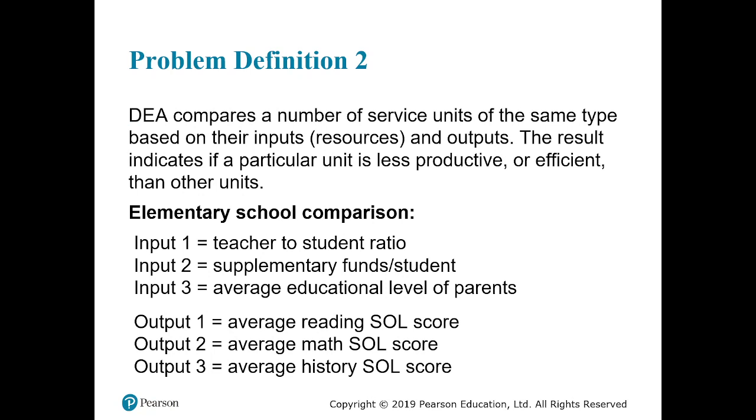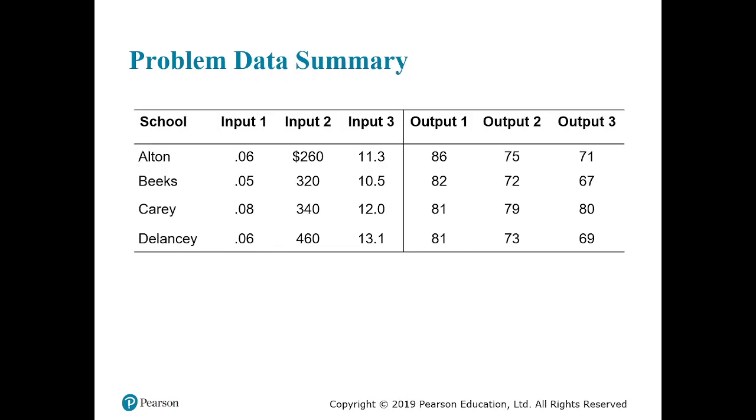We want to compare between the inputs and the outputs. So the inputs we have, number one is the teacher to student ratio, number two is supplementary funds per student, and the third is the average educational level of the parents. So the higher the three inputs, we would expect the higher the three outputs here. So the outputs are the reading, math, and history scores. Now let's look at this one between the four schools here.